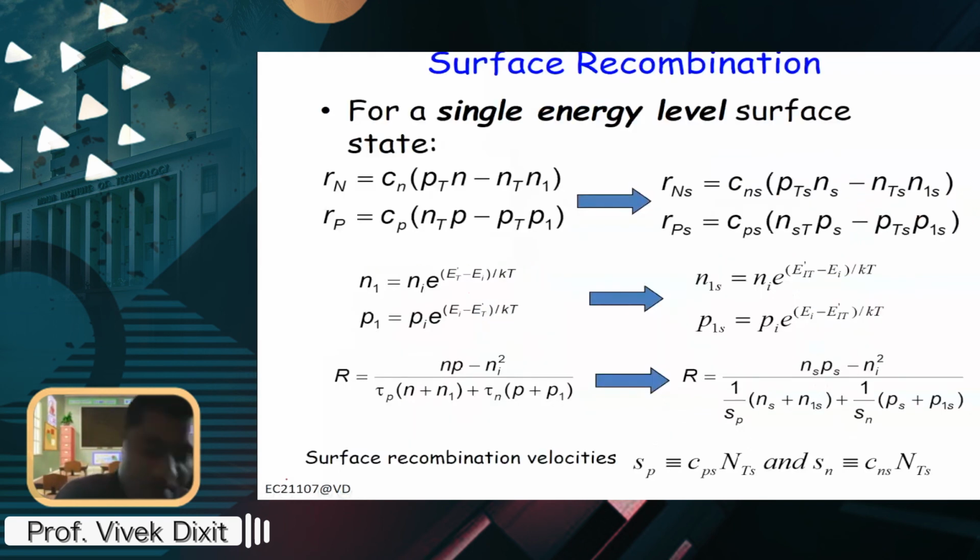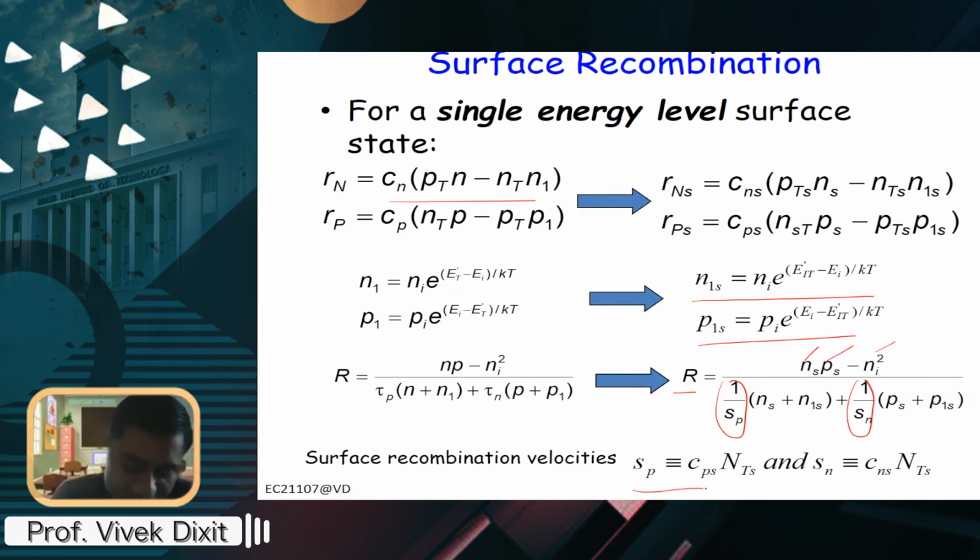Now, it is just for completeness that I'm telling you. You don't have to remember it. So a similar expression we can also write for surface recombination, right? You have this Cn, Cp, tau n, all those things. Now you have n1s, p1s, and your R becomes ns ps minus ni squared, divided by, now instead of tau p and tau n, we have 1 by Sn or 1 by Sp, where Sn and Sp are surface recombination velocities, right? And these are surface concentrations, so instead of per volume, it is per unit area. That's the only difference, right?